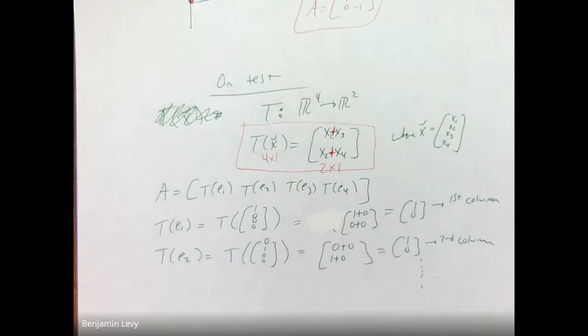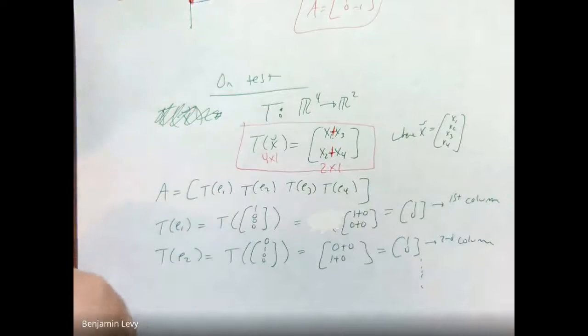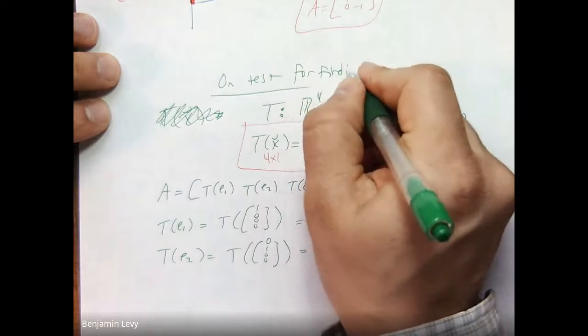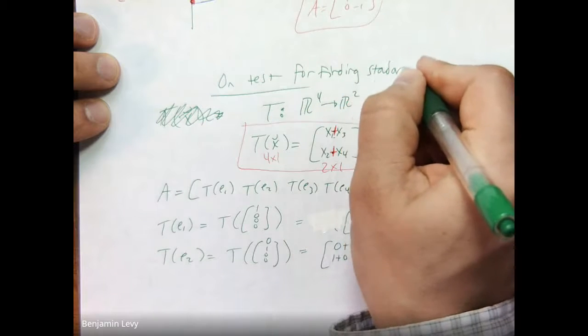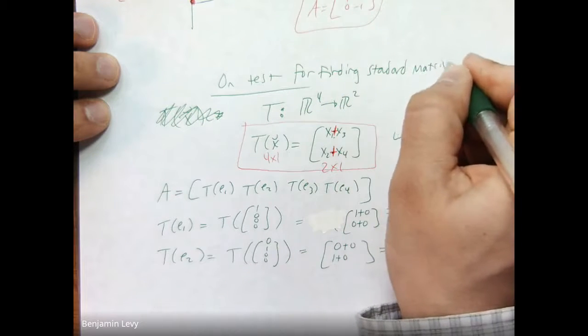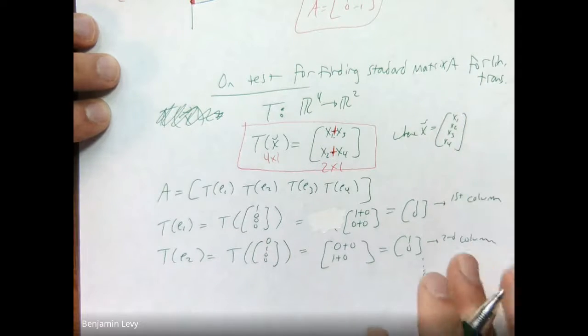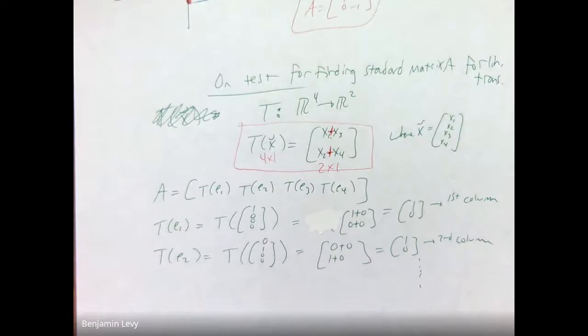Yeah, I think that makes a little bit more sense. That would be a question for finding the standard matrix for the transformation, right? Yes. Okay. So this would be a type of question on the test for finding the standard matrix A for a linear transformation. So, 1.9.